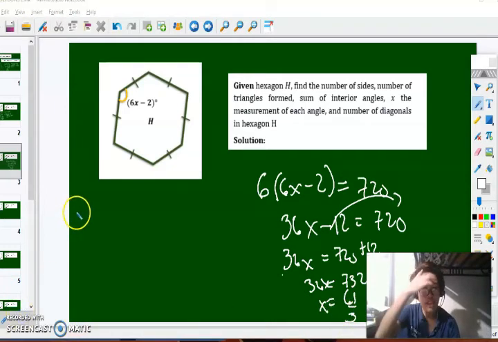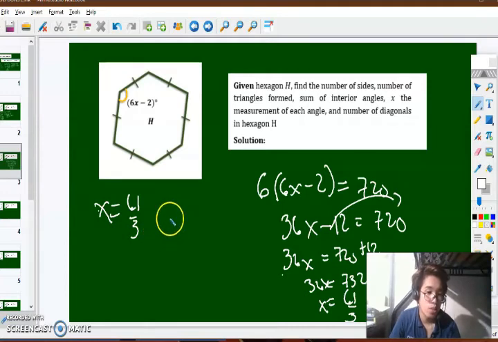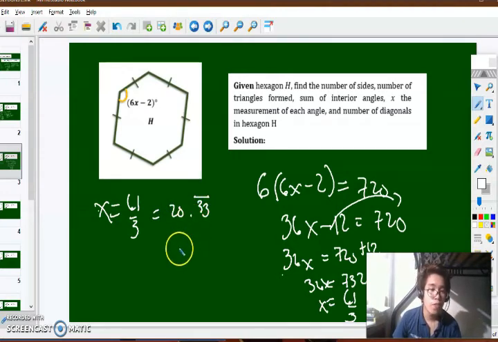Now we have the value of x. It's actually x is equal to 61 over 3. And if you want to make that into a decimal, you're going to get 20.33 bar, so that's a repeating decimal. So we found the value of x here.